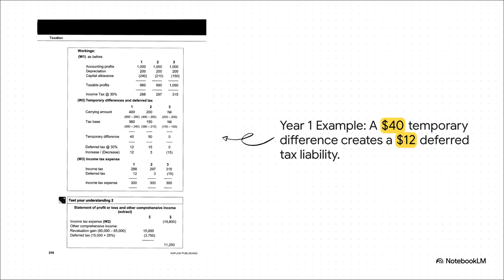Step 1, the carrying amount on the books is $400. Step 2, the tax base for the tax office is $360. Step 3, the temporary difference is $40, right? 400 minus 360. And finally, Step 4, you hit that $40 difference with the 30% tax rate, and bam, you get $12. That $12 is the deferred tax, the tax IOU that the company now puts on its books, knowing it'll have to pay it in the future.